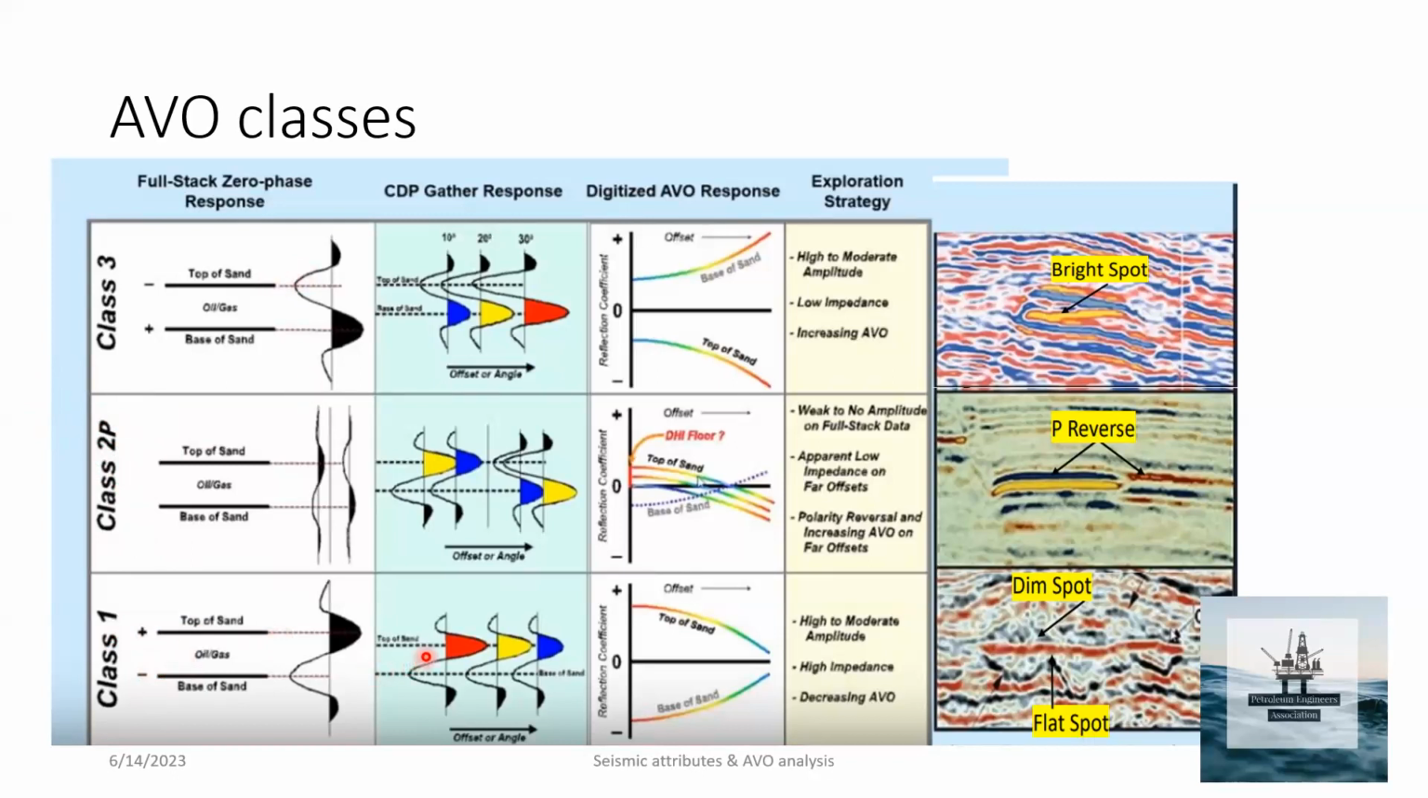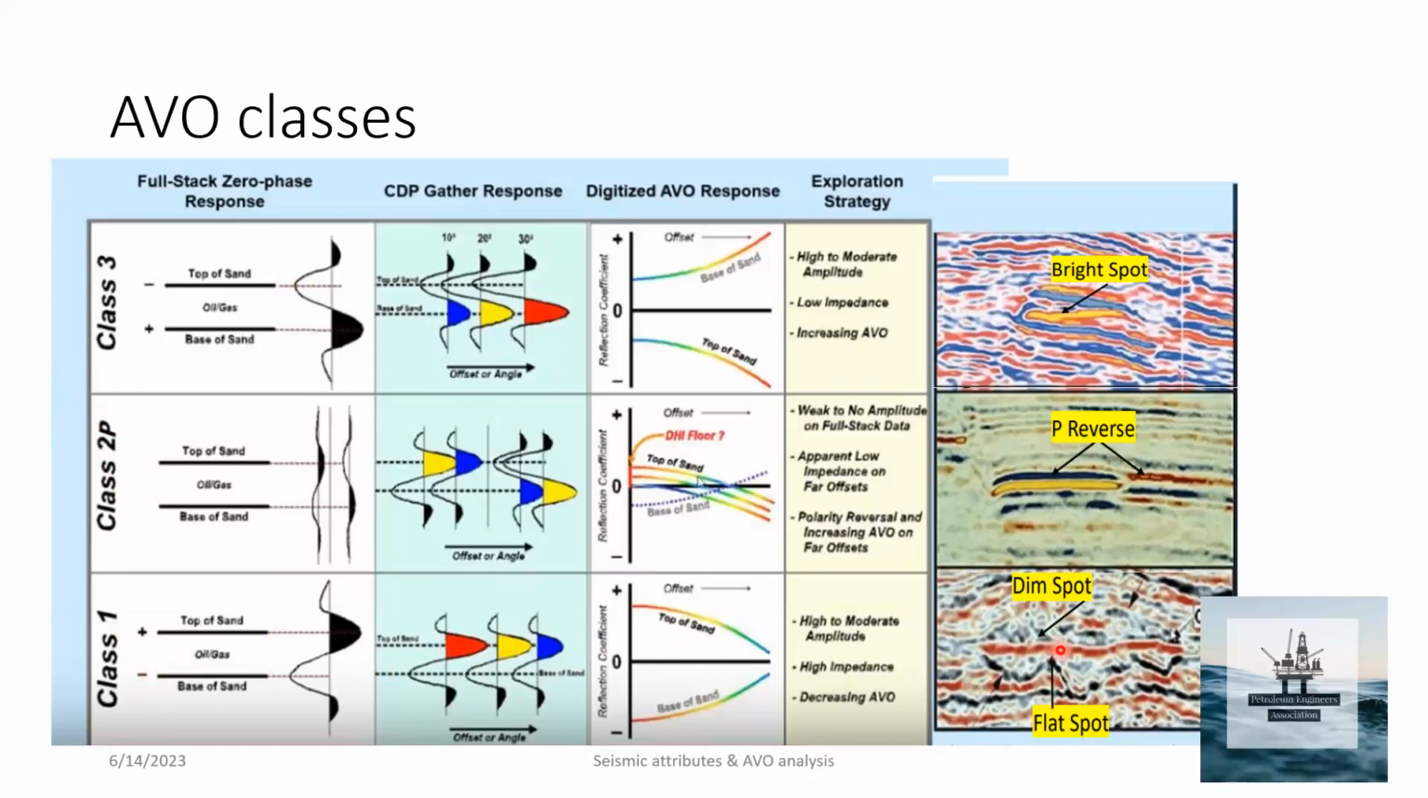Okay. AVO class 1 is the opposite of class 3. The amplitude decreases as the angle increases, causing a dim spot. This is in brief, a summary.